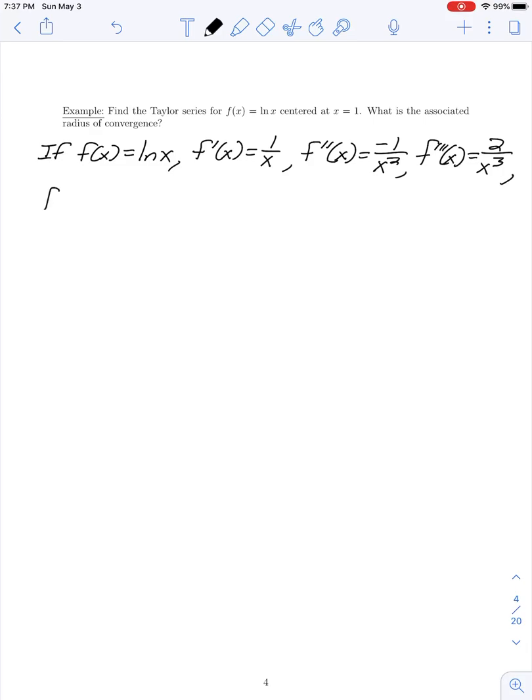So if we keep going, our fourth derivative would be given by −6 over x to the fourth. The fifth derivative would be given by +24 over x to the fifth, and so on. So now it's a little clearer what our pattern is. So in general, let's see if we can find this nth derivative.